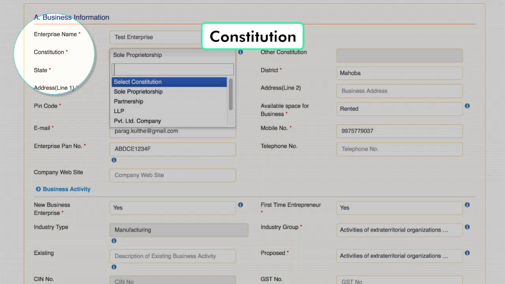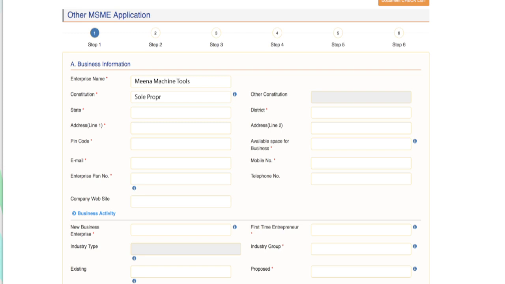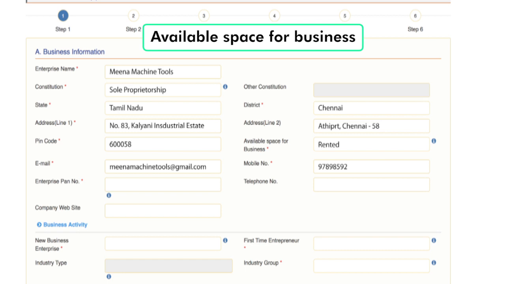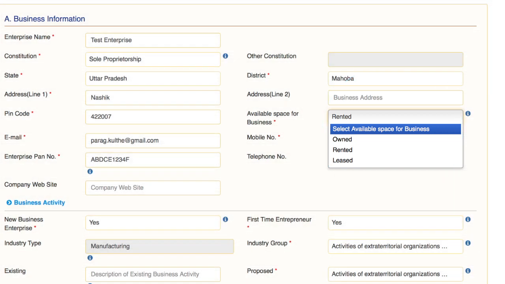Constitution. The applicant can choose from a list of 6 options depending on the nature of the enterprise. Available space for business. The applicant needs to enter whether the unit is located in leased, owned or rented premises.